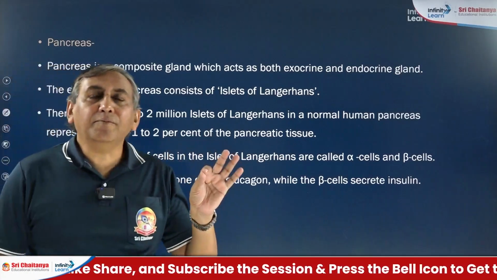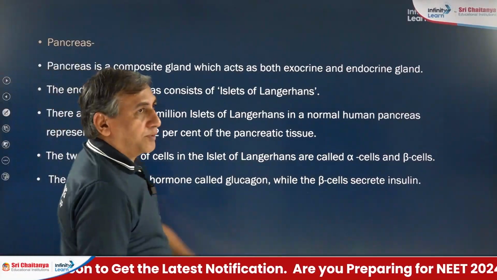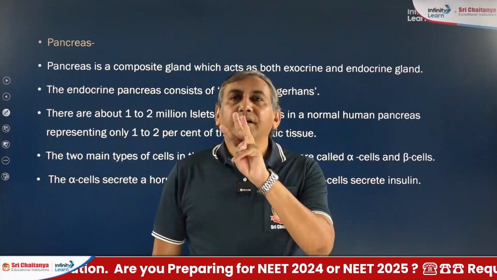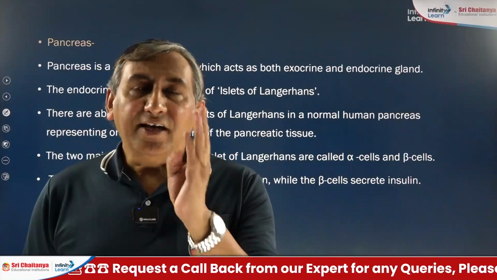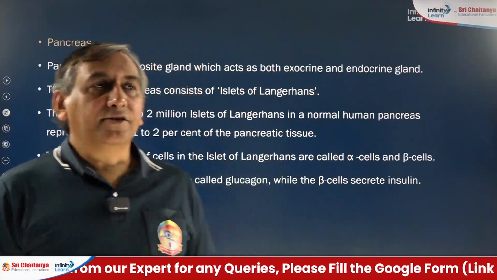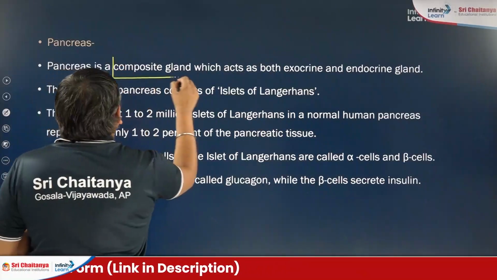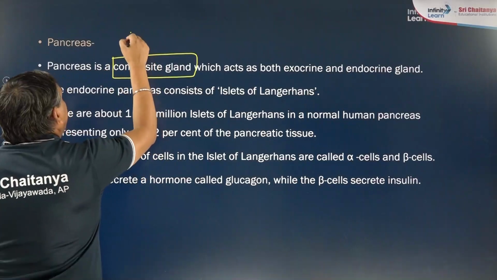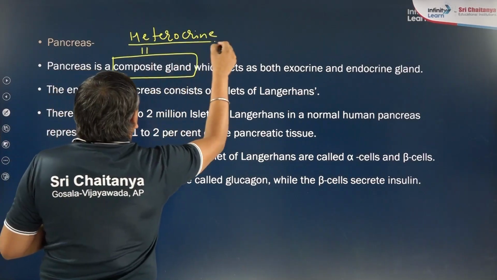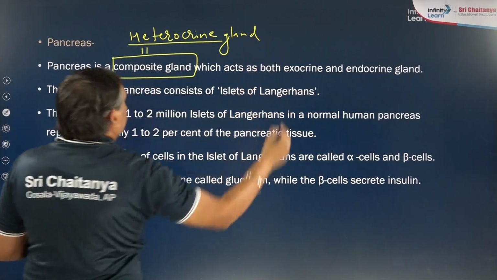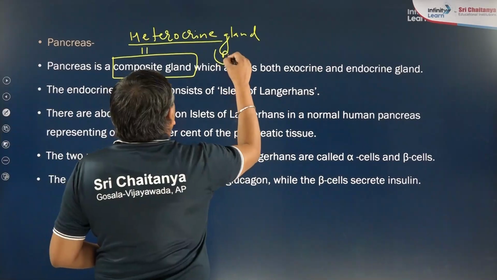First of all, I will come to one heterocrine gland. Try to get the point. There are three types of glands. One is the ductless gland, which is also known as the endocrine gland. The second type is the exocrine glands, which have ducts. And the third type is the composite gland. Composite glands are also known as heterocrine glands, or mixed glands.